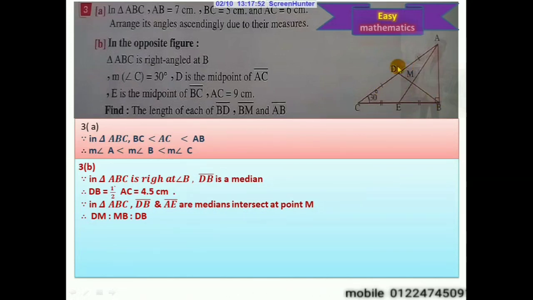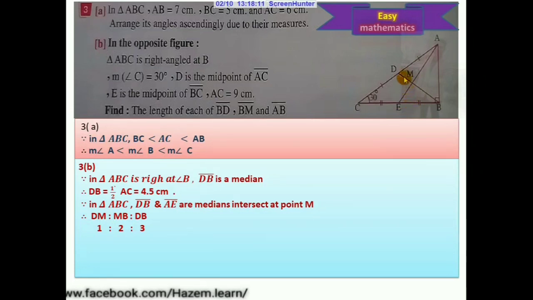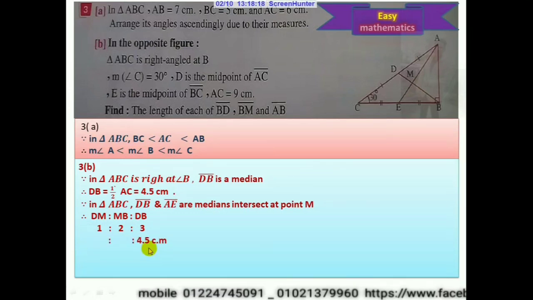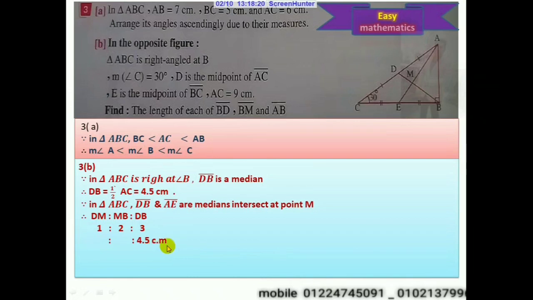We start from the base DM to MB to DB, like that, and write its ratio under each one. DM, its ratio equals 1, MB it will be 2, DB it will be 3. And he gave me the length of what part? Yes, we have here the length of DB, so we must write under DB its length equals 4.5 centimeter. It will help us to find the length of MB, which we want to find.